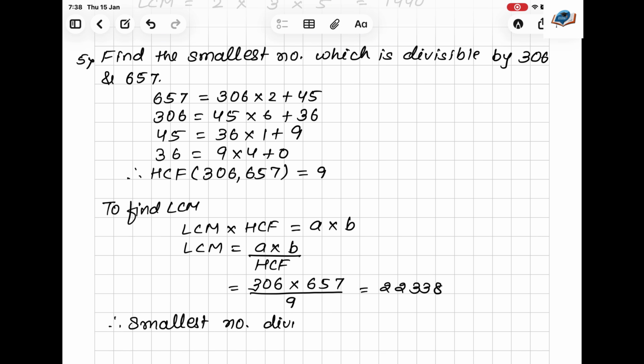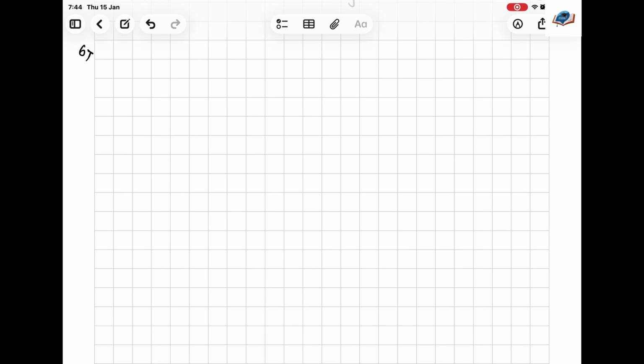So therefore, the smallest number divisible by 306 and 657 is 22338.